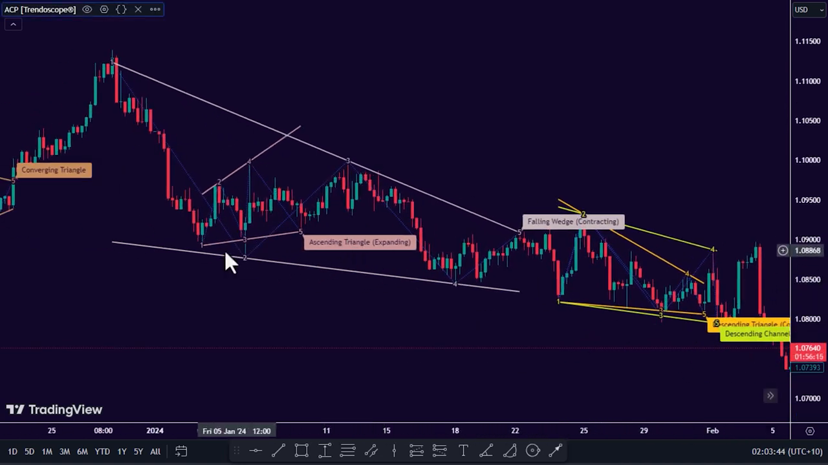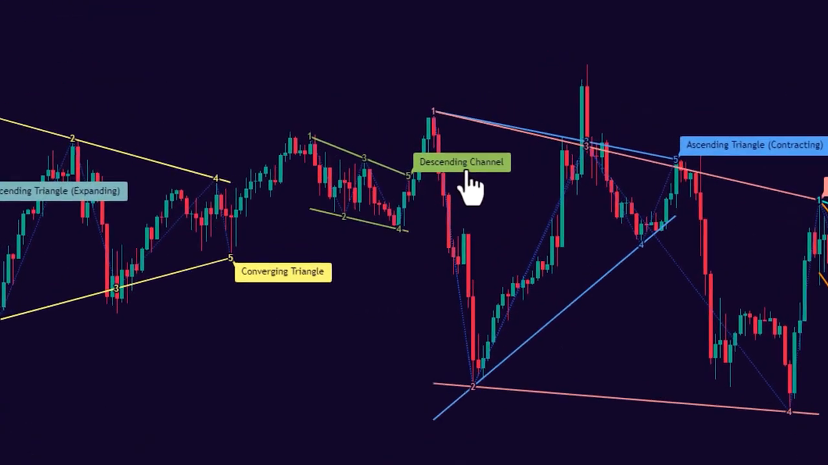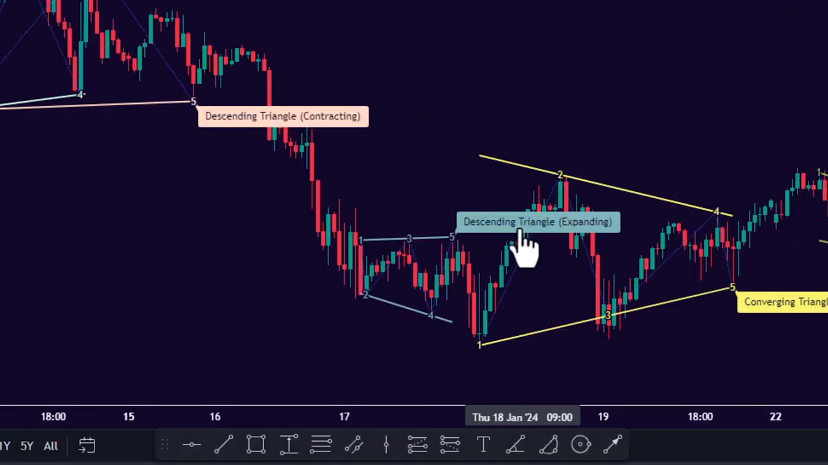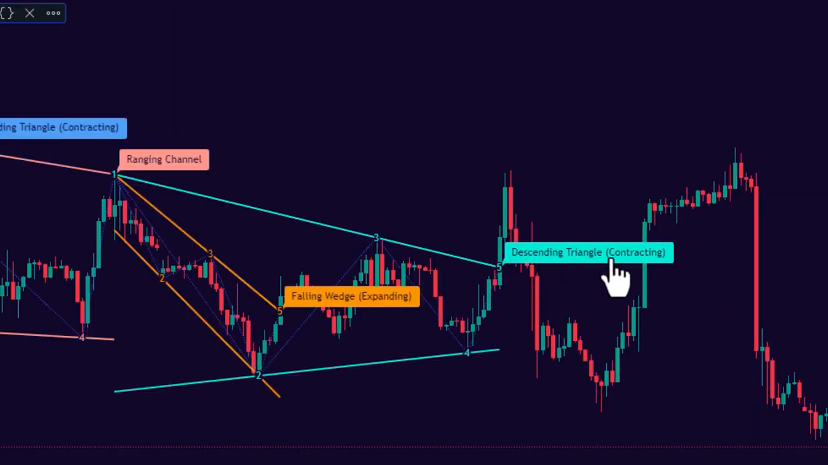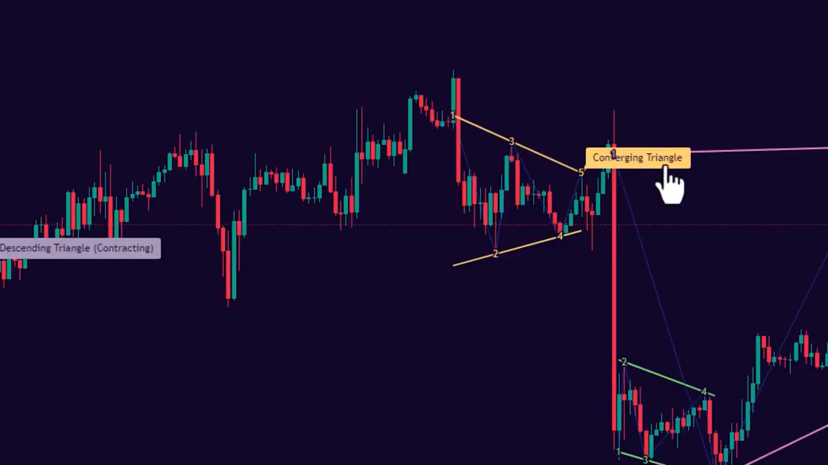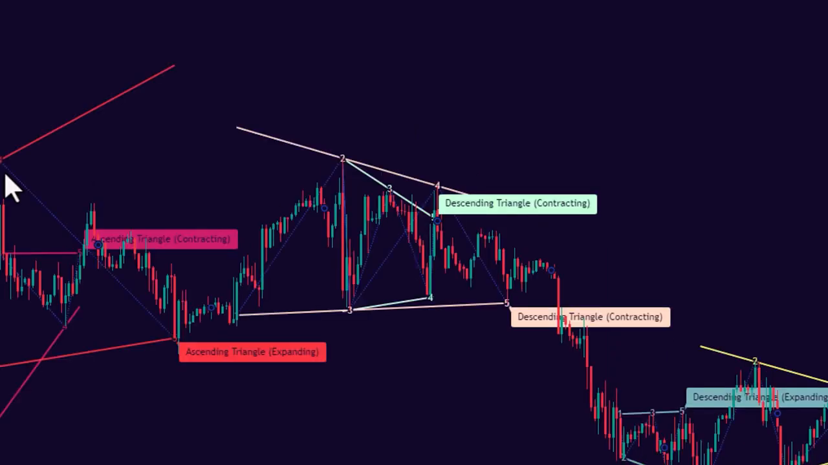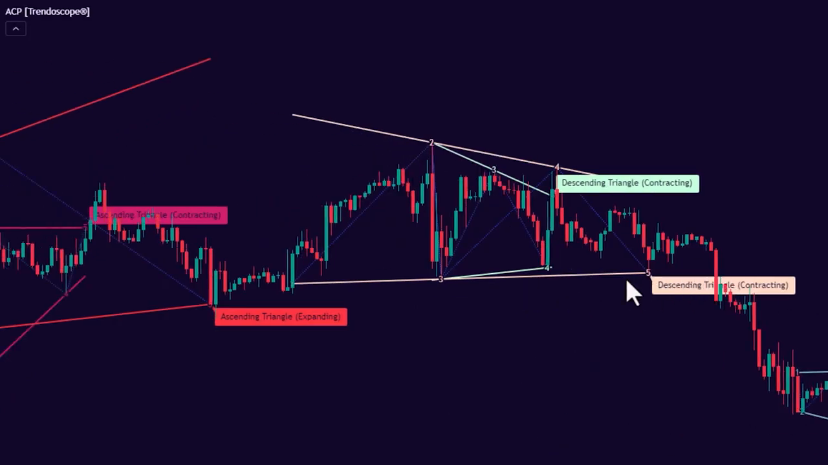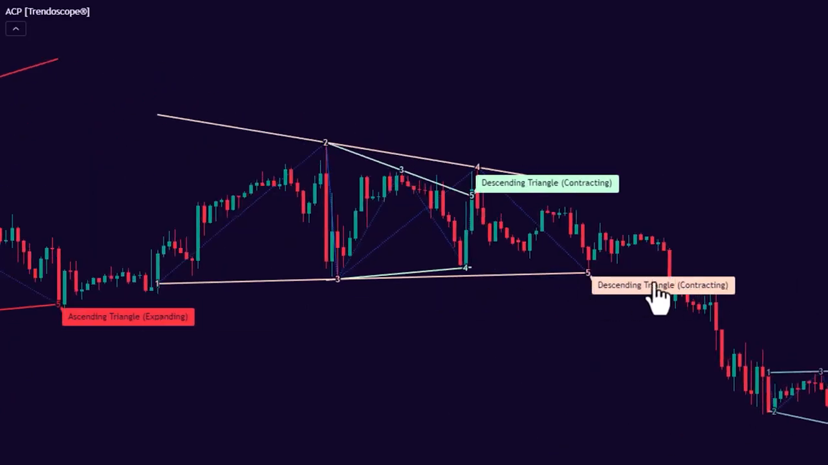Examples of these bearish chart patterns are descending downtrend channel, ranging channel, falling wedge expanding, falling descending triangle expanding, falling descending triangle contracting, converging triangle. In a downtrend, whenever the price tests the upper band of these listed patterns, traders watch out for possible bearish entry. Likewise, whenever the price breaks below the lower band of these listed patterns, traders watch out for possible bearish entry.